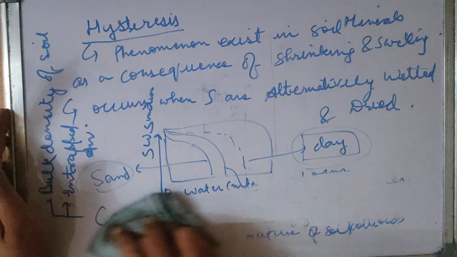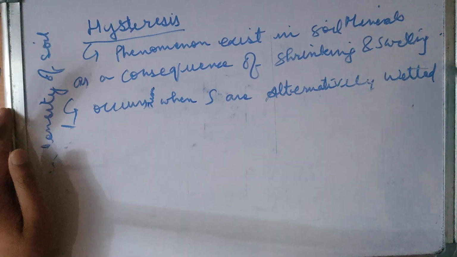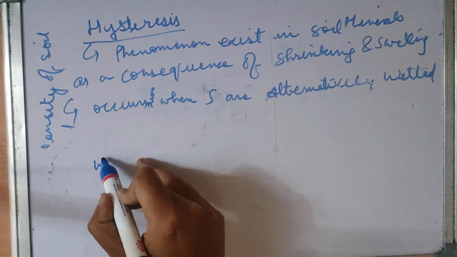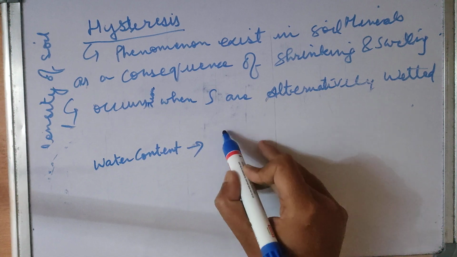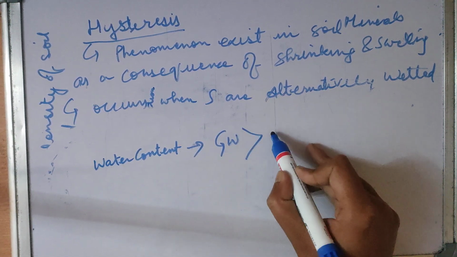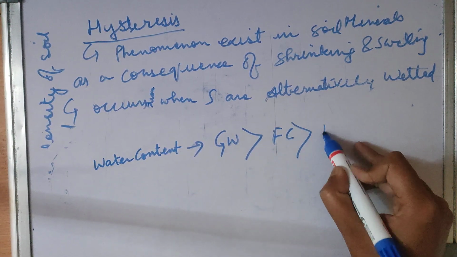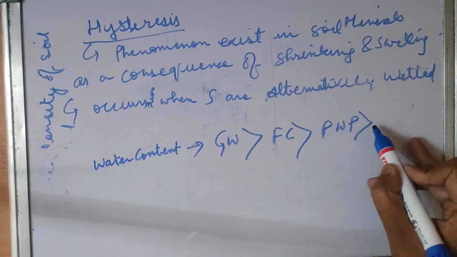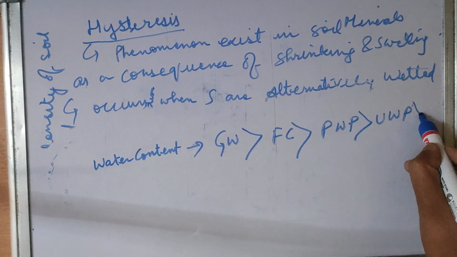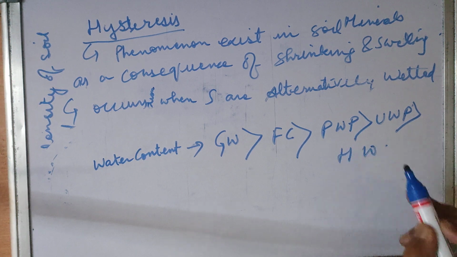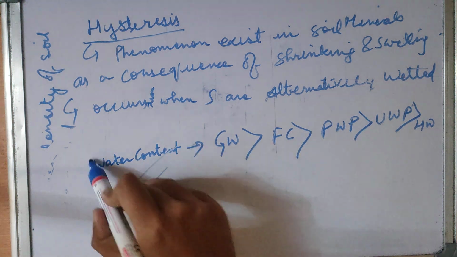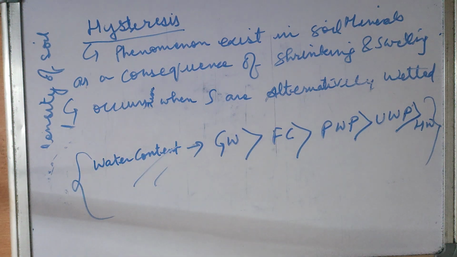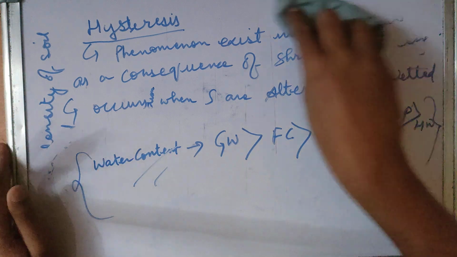Now moving on to one thing you should remember, that is water content. It is highest in gravitational water, then field capacity, then permanent wilting point, then ultimate wilting point, and hygroscopic water has the lowest water content. So you should remember this. This can be helpful. So I hope you have understood all the things.